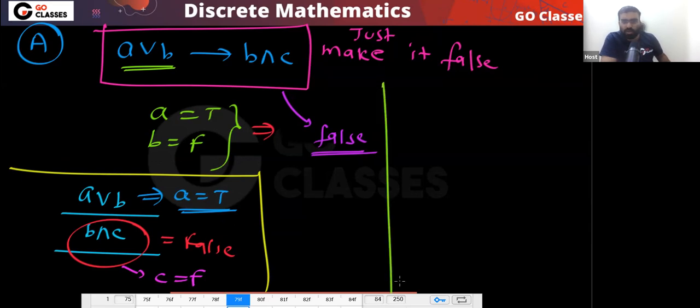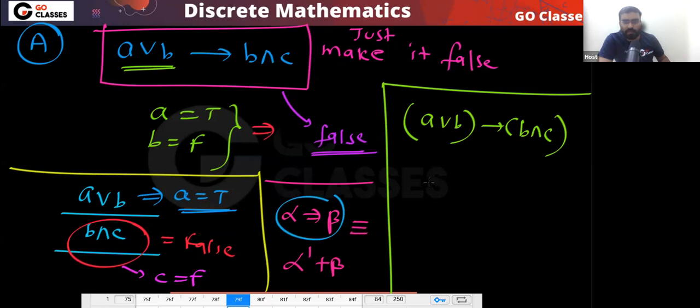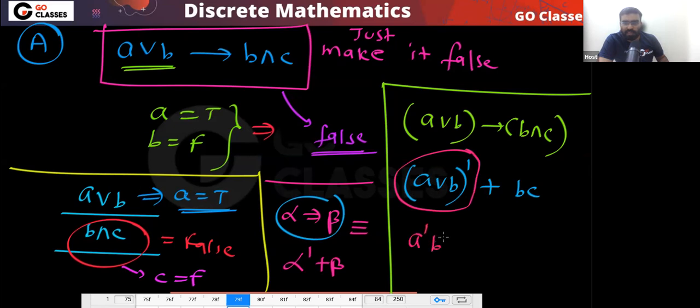So this is a very easy question, or you can simplify it. The question is saying A or B implies B and C. We already know that alpha implies beta is basically alpha dash or beta. So you can write (A or B) negation or BC. What is (A or B) negation? You can apply the De Morgan formula. So that will be A dash B dash or BC. You can clearly see that this is a contingency.